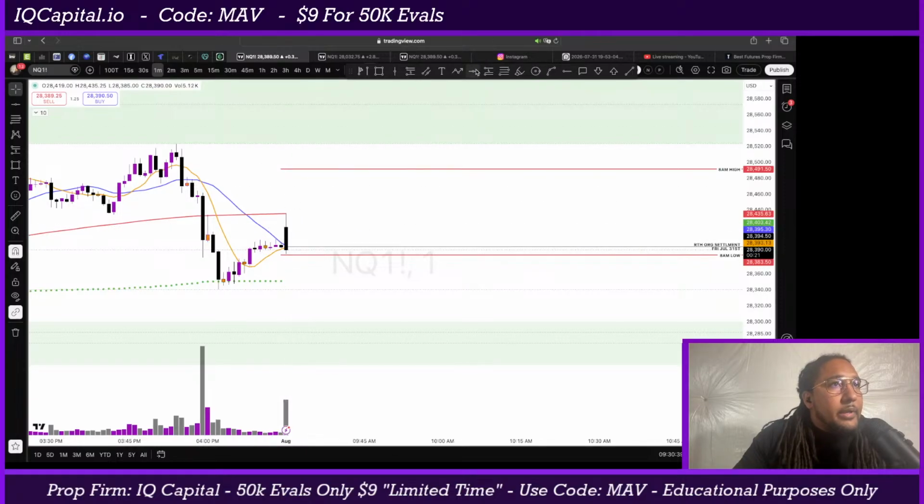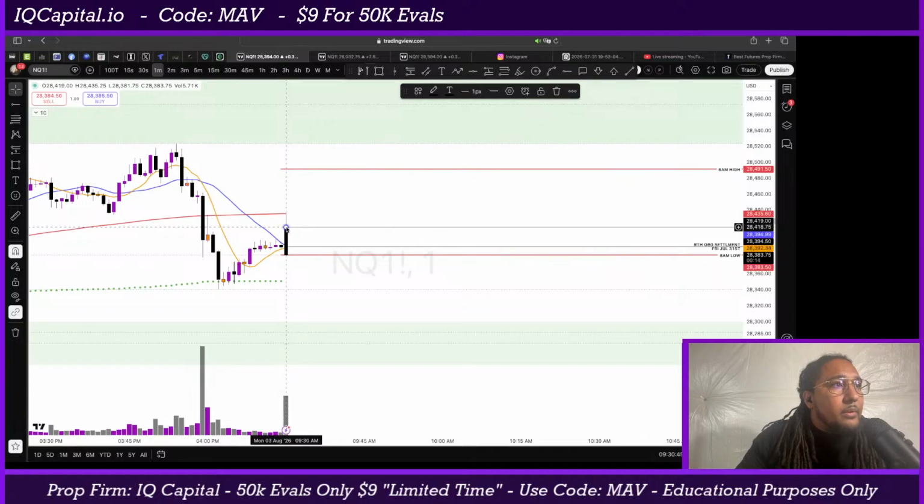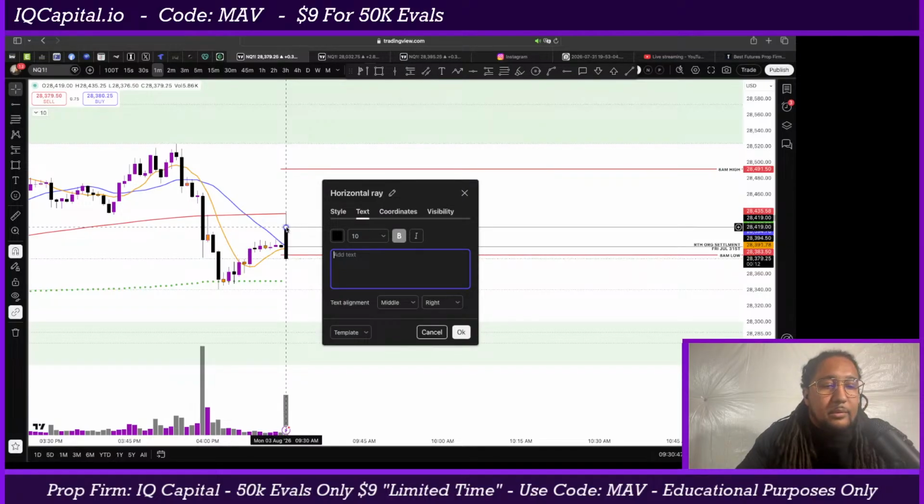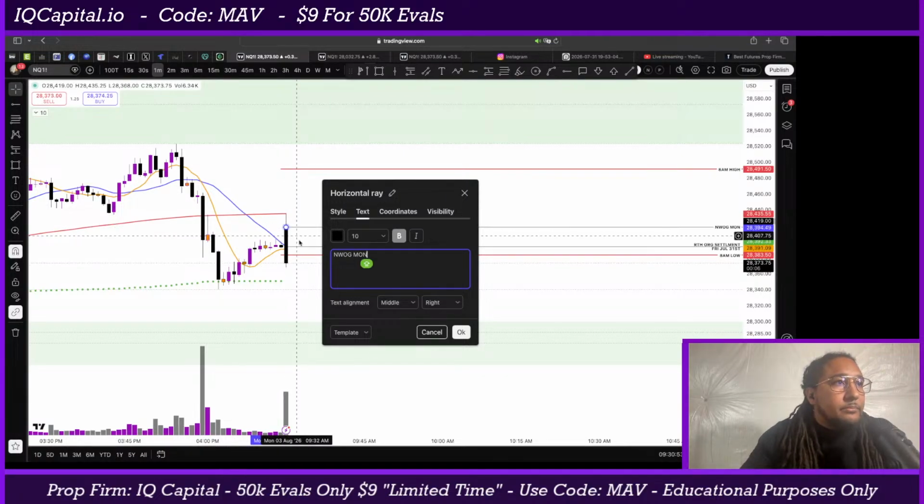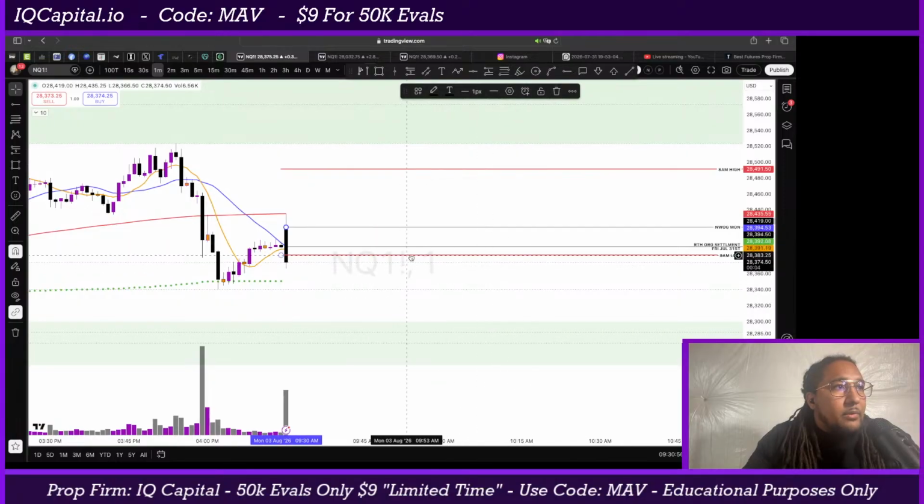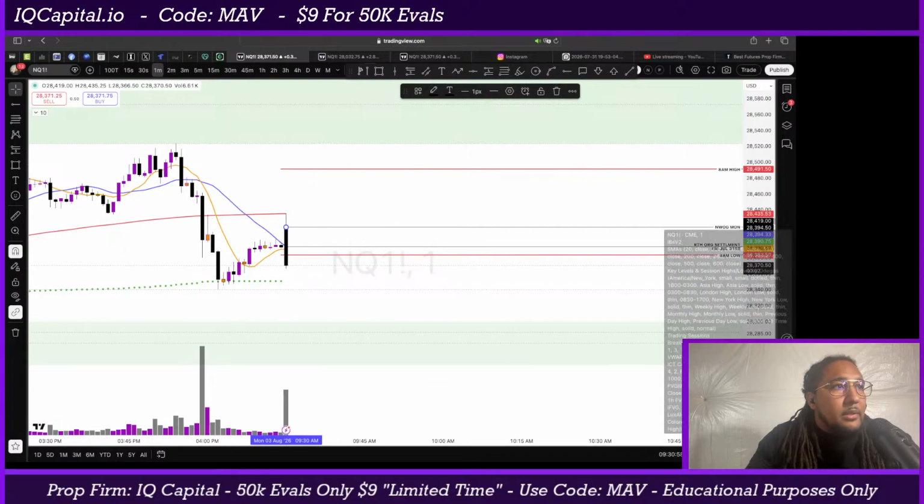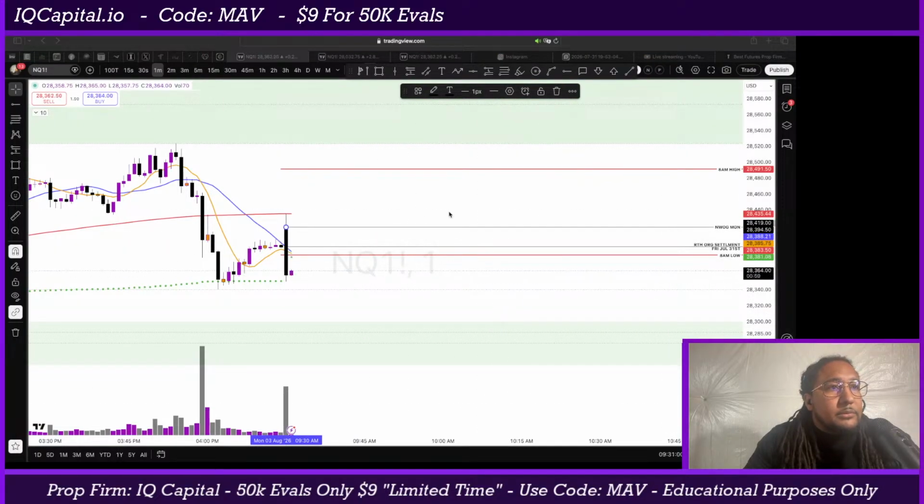So this is our opening gap here. This is where we open. I'll just mark that out real quick. New week opening gap for Monday.